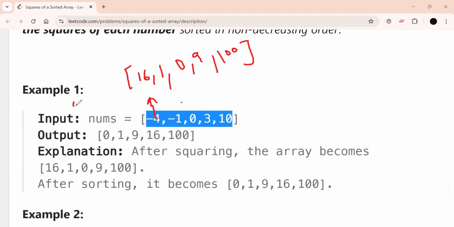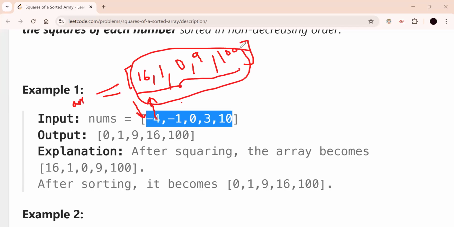Now, this is the answer if you go element by element in your nums array. We got this array. Is it sorted? No, this is not sorted. So we need to sort this. You can use any algorithm. Now you will sort, and after sorting you will get this answer.